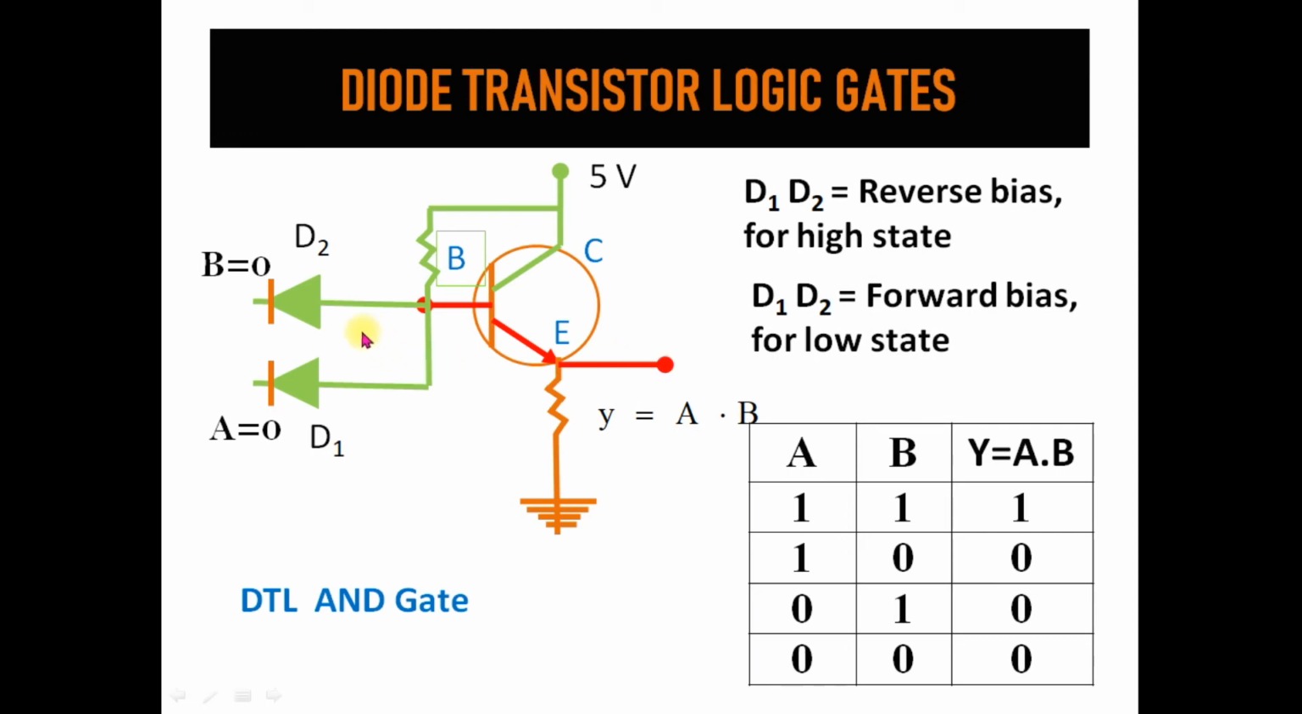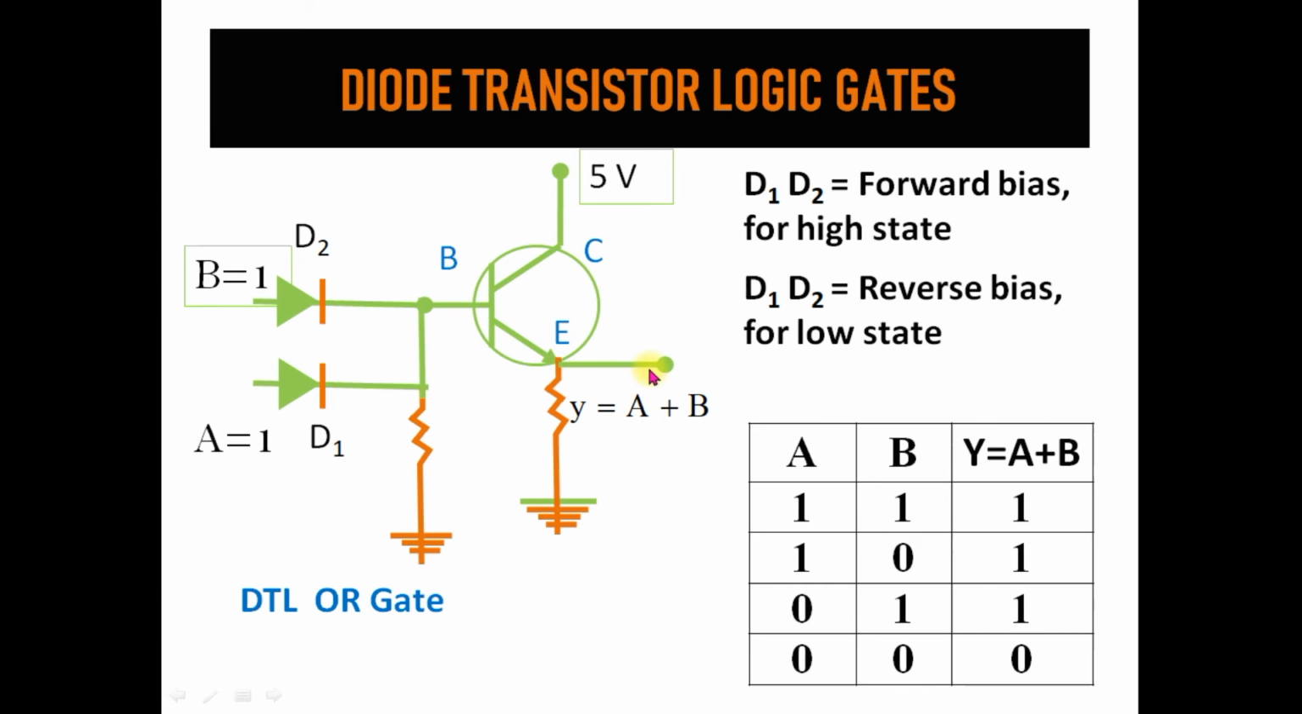If both diodes are forward biased, that is A is equal to 0, B is equal to 0, then it makes a complete path for the flow of current or voltage. Then there is no current or voltage to the base. Then the voltage is not coming to the emitter, hence the output is 0.